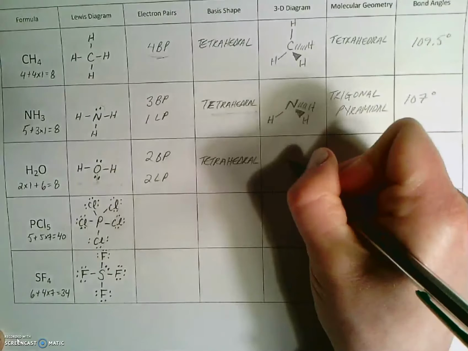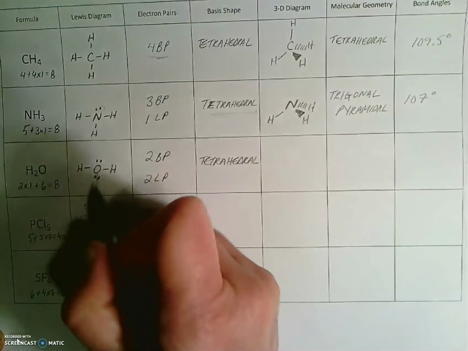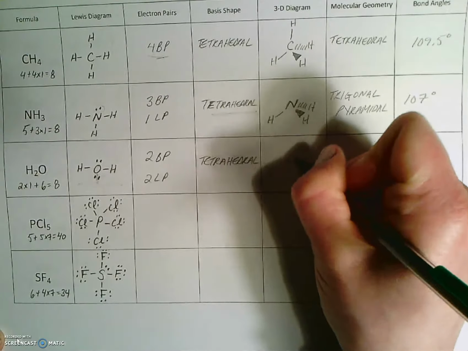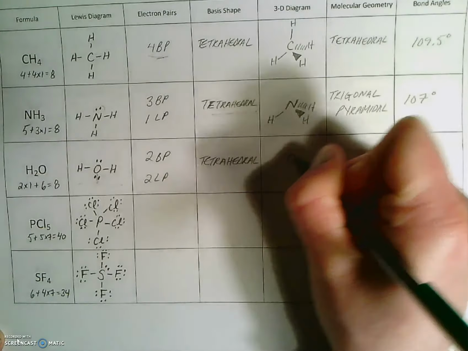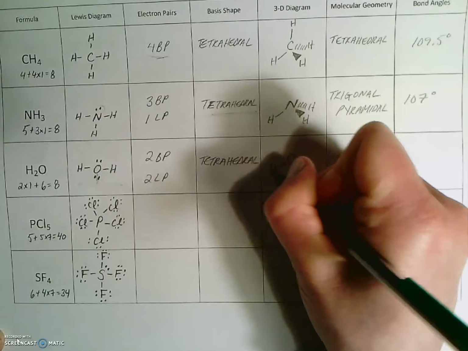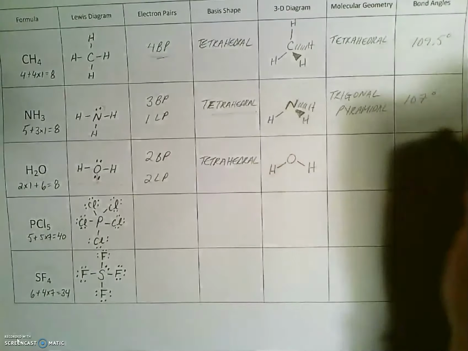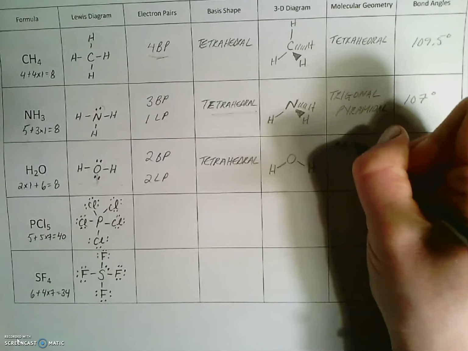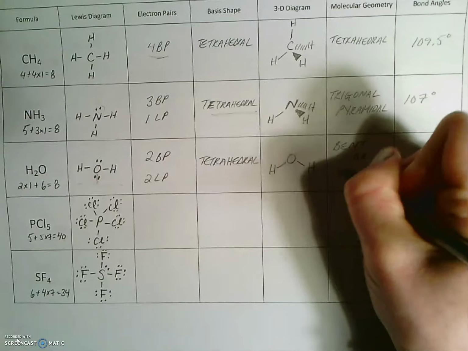But only 2 of these are actual bonding pairs. So when I draw my H2O molecule, I'm actually going to rotate it a little bit just for the sake of the way the picture looks, something like that. And this is called a bent geometry, or sometimes you'll see it called V-shaped.